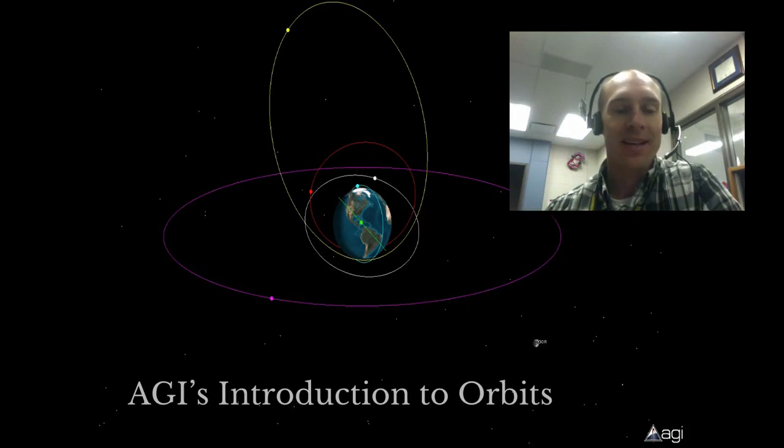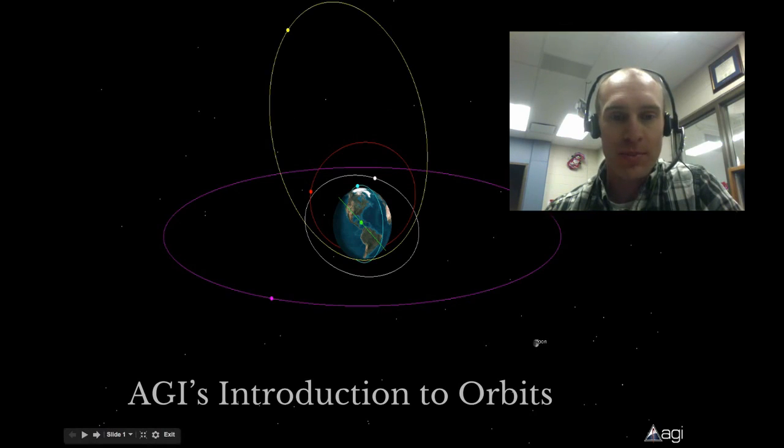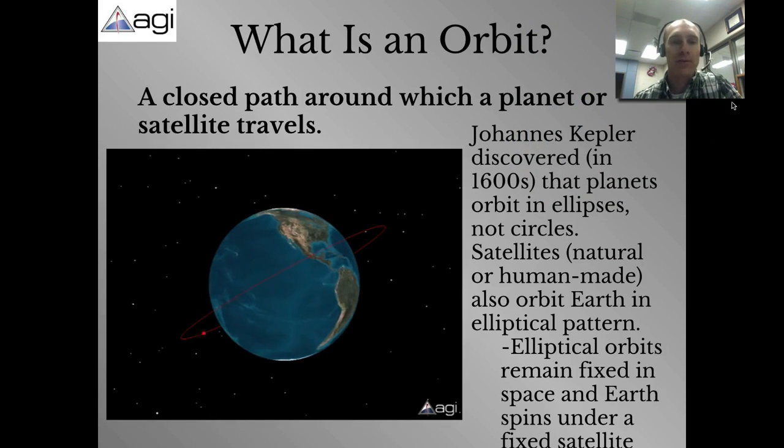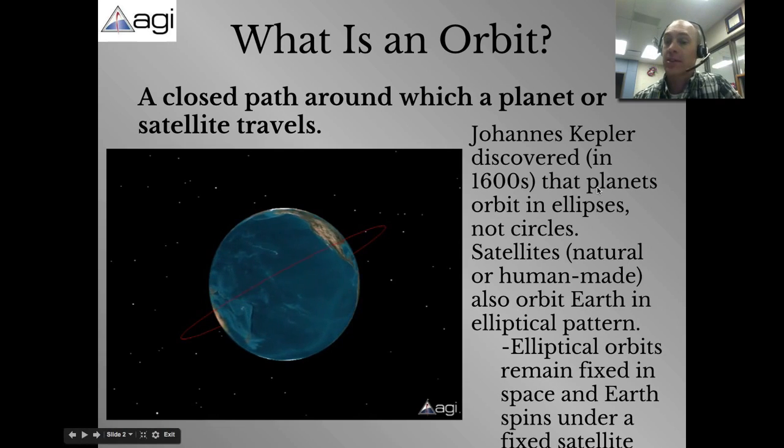We're going to take a look at orbits and the different kinds of orbits. So have your engineering notebook out as always, and I'm going to explain the orbits that you see in front of you. An orbit is just a closed path around which a planet or satellite travels. Johannes Kepler discovered in 1600 that planets orbit in ellipses, not circles, which is really an amazing thing that he figured out, which we talked about already.